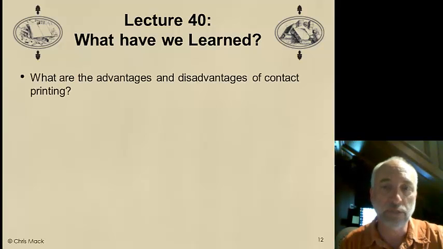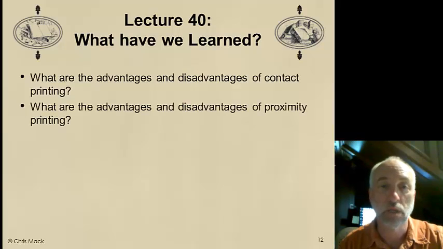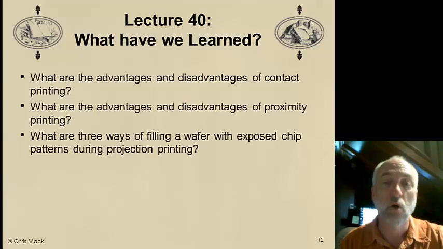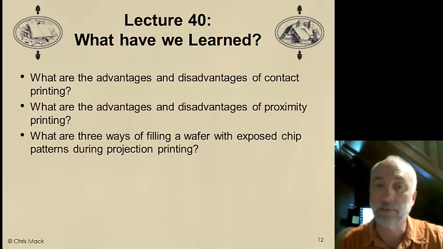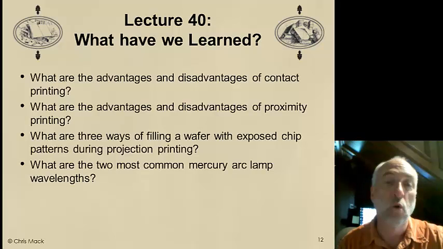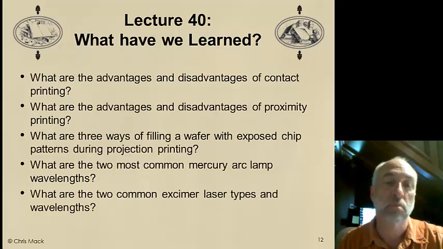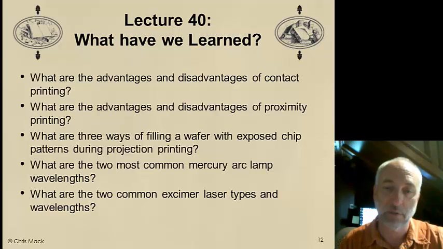What are the advantages and disadvantages of contact printing? What are the advantages and disadvantages of proximity printing? What are 3 ways of filling a wafer with exposed chip patterns during projection printing? What are the 2 most common mercury arc lamp wavelengths, and what are they called? And finally, what are the 2 common excimer laser types and wavelengths?